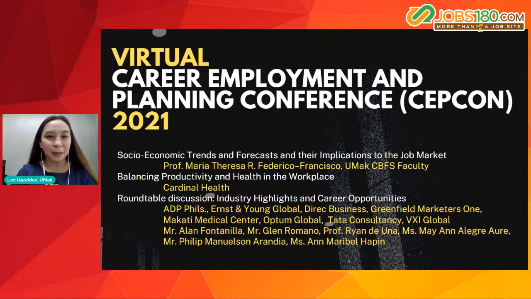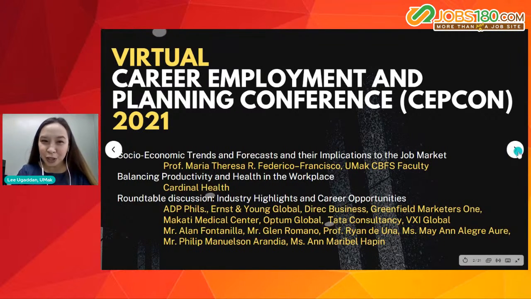And then we will have a balancing productivity and health in the workplace by Cardinal Health. And then we will have roundtable discussions, industry highlights, and career opportunities from different companies like ADP Philippines, Ernst & Young Global, Direct Business, Greenfield Marketers One, Makati Medical Center, Optum Global, Tata Consultancy, VXI Global, Mr. Alan Fontanilla, Mr. Glenn Romano, Professor Ryan De Una, Ms. May Ann Alegre Aure, Mr. Philip Manuelson Arandia, and Ms. Anne Maribel Hapin. So we will have all these renowned speakers from the different industries that they represent.